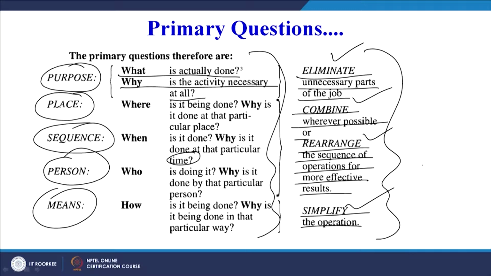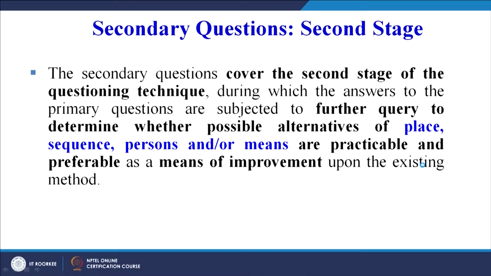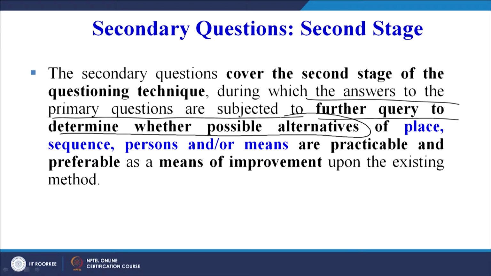So once we find the answers to these questions, our next target will be to develop a better method, and for the better method we will have a set of secondary questions which will slightly guide us towards it. Secondary questions, that is the second stage. The secondary questions cover the second stage of the questioning technique, during which the answers to the primary questions are subjected to further query to determine whether there are possible alternatives.